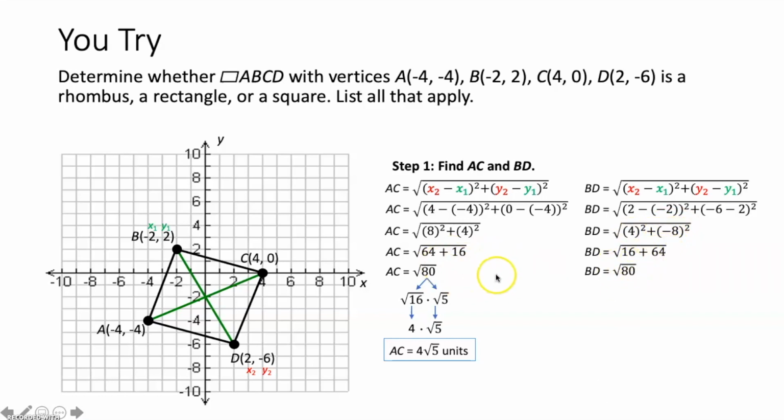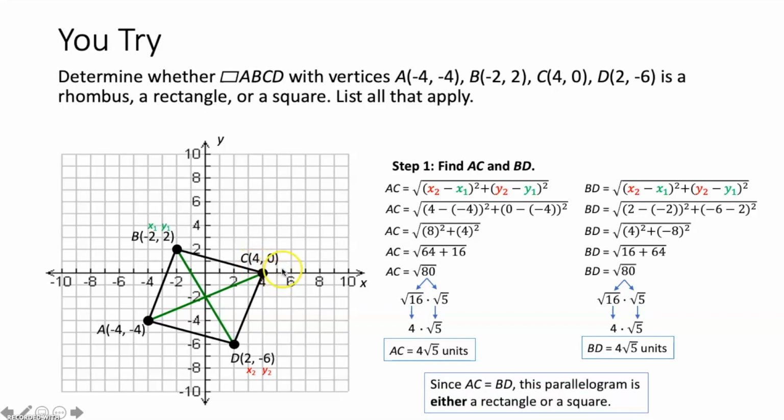So you could stop right here, or you could just get some more practice in simplifying radicals. Break this up into 2 radicals. That's going to be rad 16 times rad 5, like we said over here. We chose rad 16 because 16 is a perfect square, so the square root of 16 is 4. Rad 5 stays rad 5, meaning that the measure of segment BD, the other diagonal, is also 4 rad 5 units.